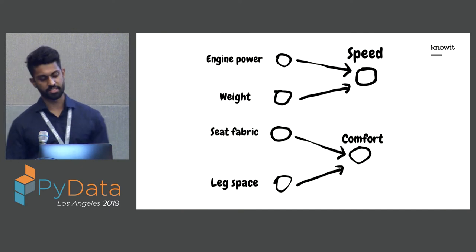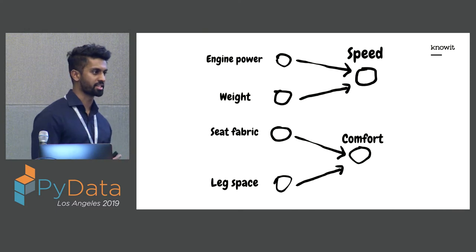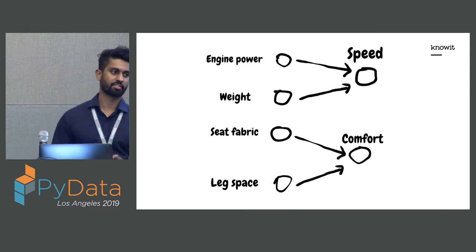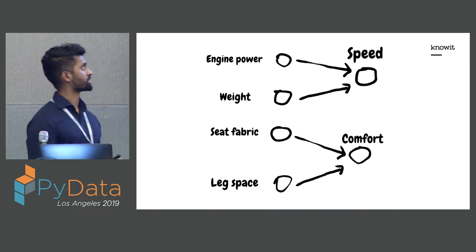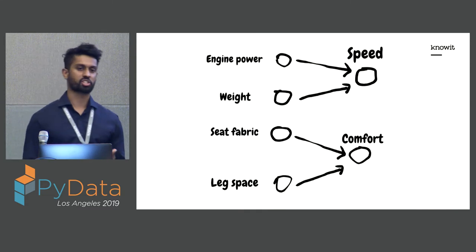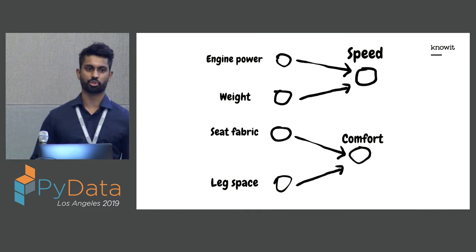Furthermore, given the seat fabric and the amount of leg space in a car, we could say something about the level of comfort that a car provides. Now, these two inferences are high-level abstractions that a network may be able to learn.